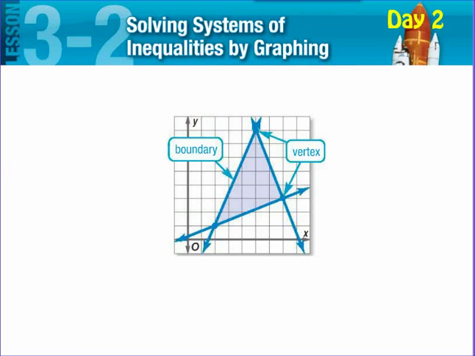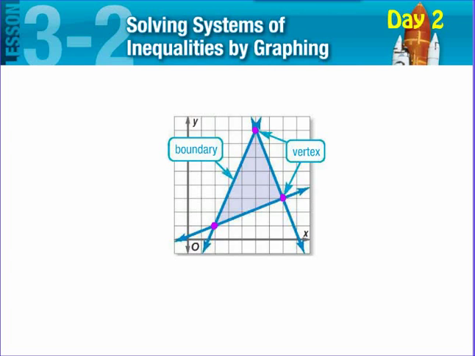So today what we're going to do is look at a system of 3 equations. Up until this point we had 2, right? Now we're going to have 3. And so what you're going to end up having is something like this. We call all of these points here the vertices, and we can do some special things with those.